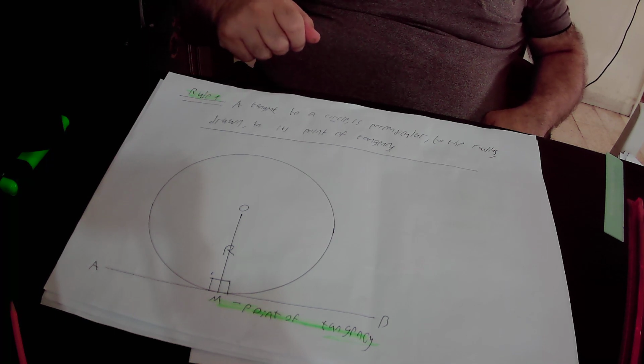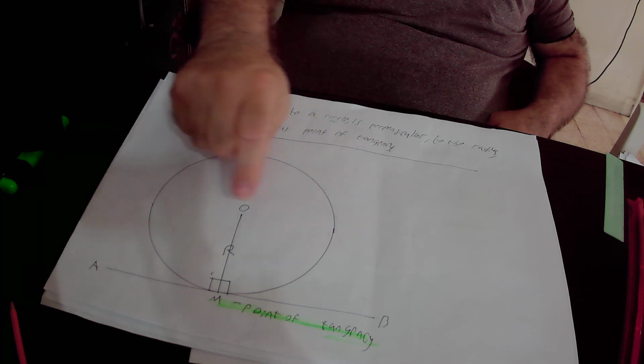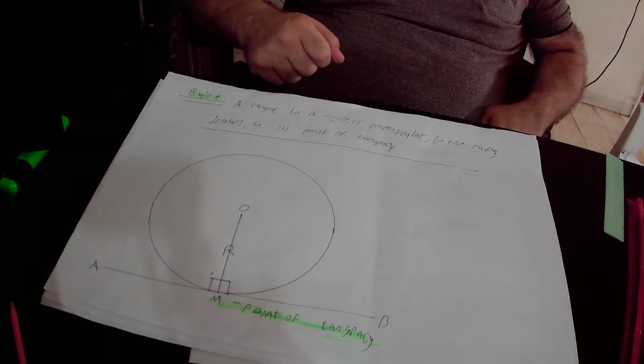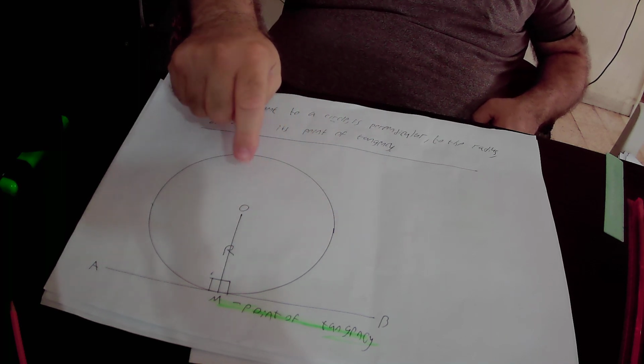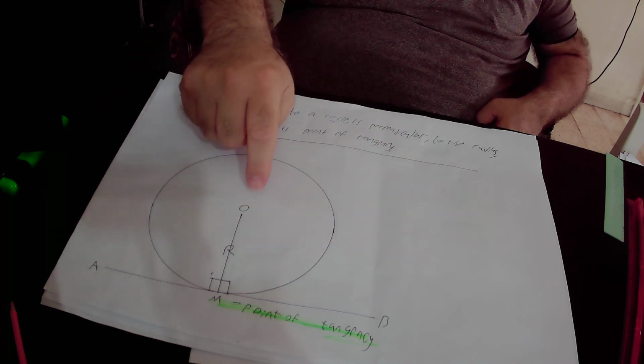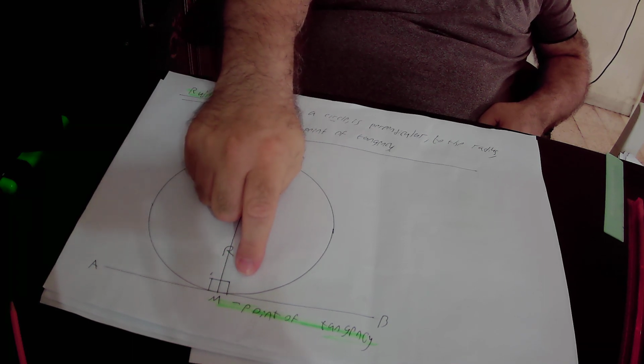Therefore, whenever we have a radius that is drawn to the point of tangency, then tangent AB will be perpendicular to the radius MA. So if AB is perpendicular to MA, it means that this angle equals 90 degrees, and this angle also equals 90 degrees.